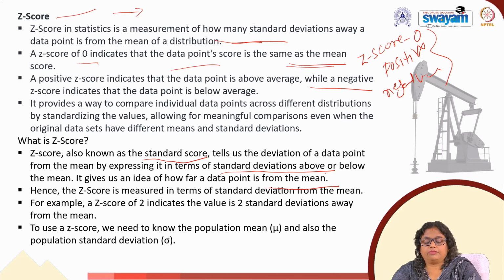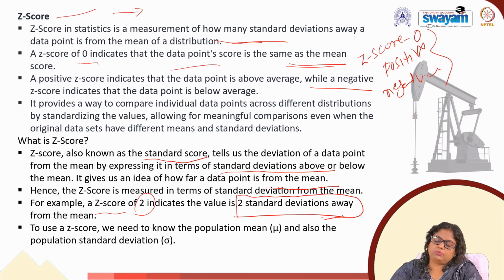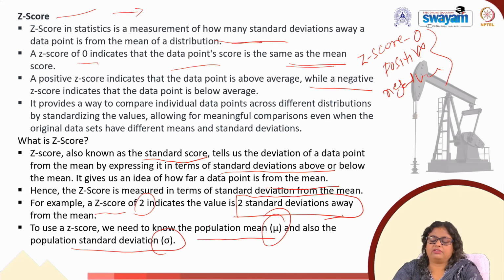Okay, so Z score is measured in terms of standard deviation from the mean, and take the example, if you have a Z score of 2, first of all it is a positive value, and it indicates the value is 2 standard deviations away from the mean. Okay, so this is something we should be knowing. What does it mean? Z score 2 indicates 2 standard deviations away from the mean. Now how to calculate that, we will come to that one. To use a Z score, we need to know the population mean, that is mu, which is required, and also the population standard deviation. Okay, so two parameters are required to calculate the Z score.